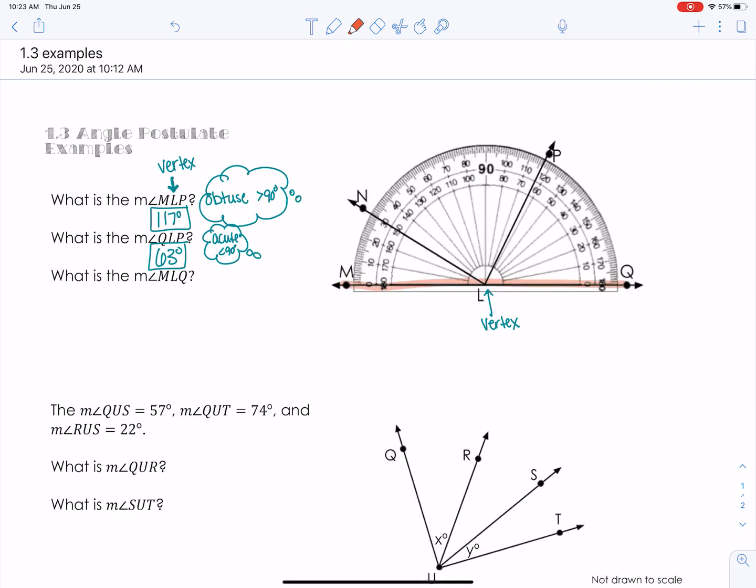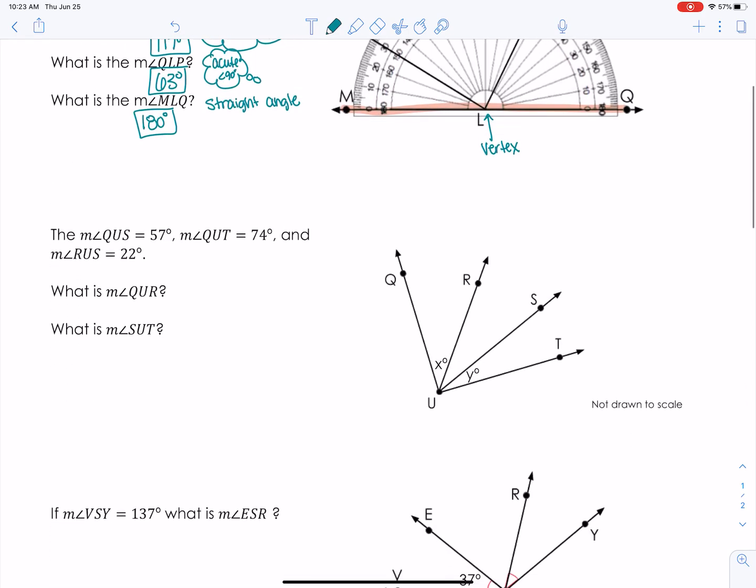Okay, so for this last one, MLQ. MLQ is one of those special angles because it goes all the way across. It creates a straight line. So this is called a straight angle. And a straight angle equals 180 degrees. And we can see that it goes from here all the way around to 180 degrees. Or if you started here, it would go all the way around to 180 degrees. And that was our thought process right there.